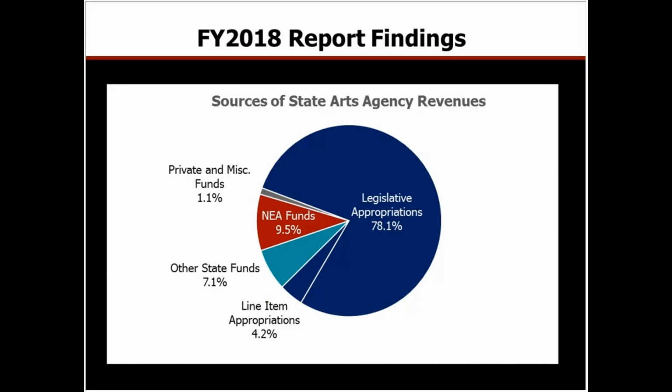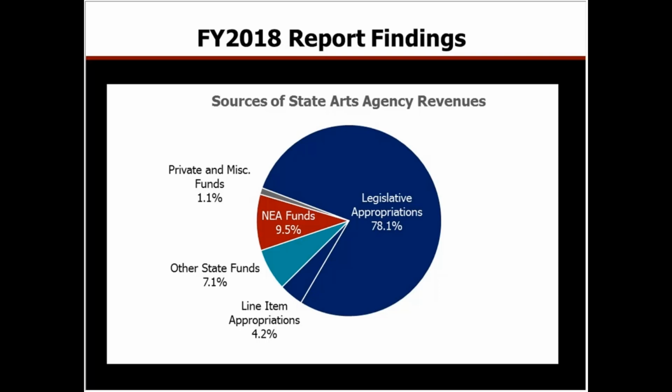So next, let's take a look at a percentage breakdown of SAA revenue sources for 2018. This will also help with the definitions of funding types as we go through the data. First, this entire pie is equal to total revenues received by state arts agencies. You see that a vast majority, or 78.1%, come from legislative appropriations. These are funds designated by the legislature in state budget bills specifically for the state arts agency.